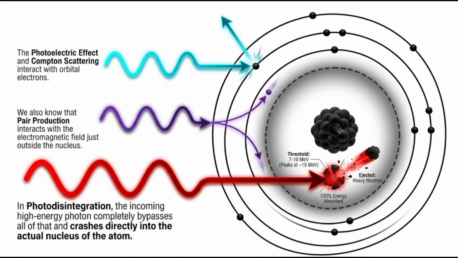Now here is a question. What happens when we push the energy of this photon even higher? In photodisintegration, the high energy photon completely bypasses all outer defenses. It crashes directly into the actual nucleus of the atom. Let us dive deep into photodisintegration as our fifth and last type of photon interaction with matter.